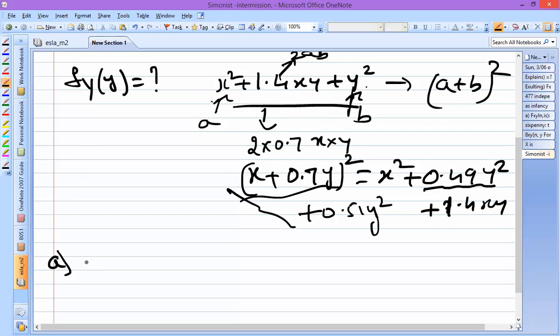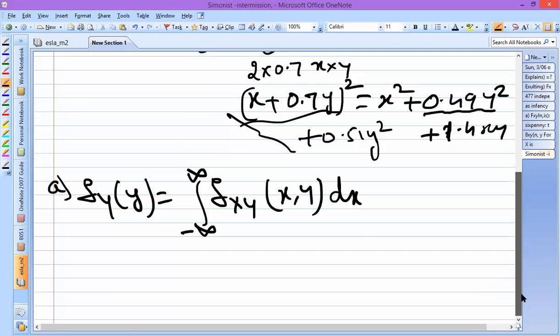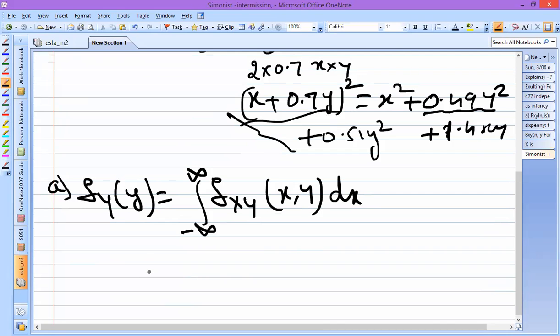As I told, here I will be calculating for y. So fy of y, as we know, is obtained by taking the integration from minus infinity up to plus infinity of the given PDF fxy of x comma y, integrated with respect to x. Whenever you calculate the marginal PDF for one random variable, you need to take the integration with respect to the other random variable.